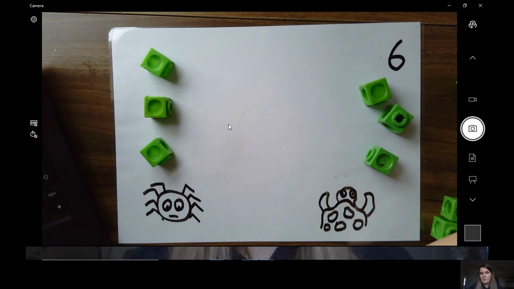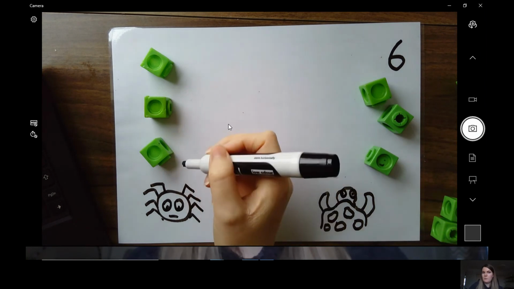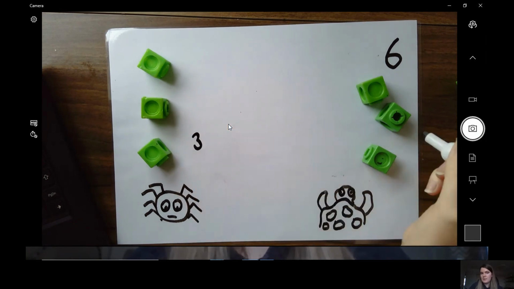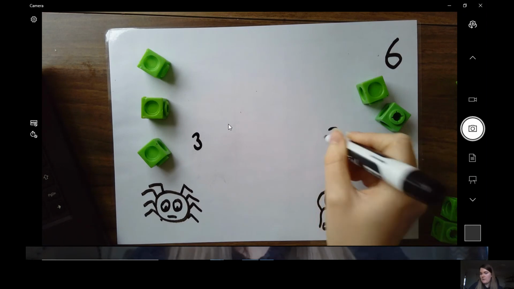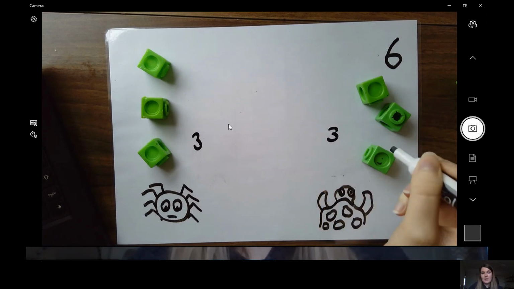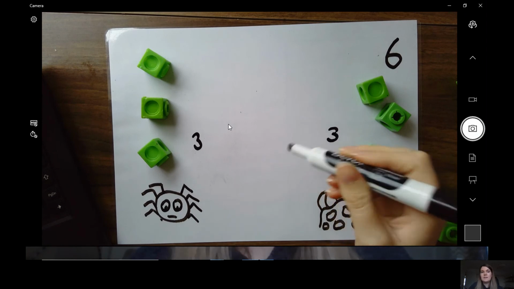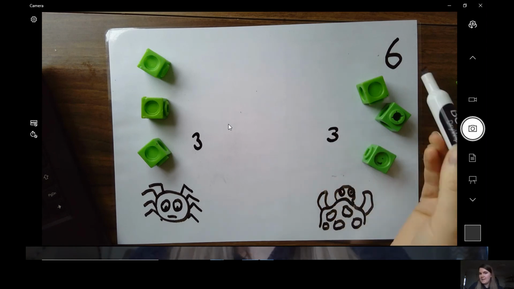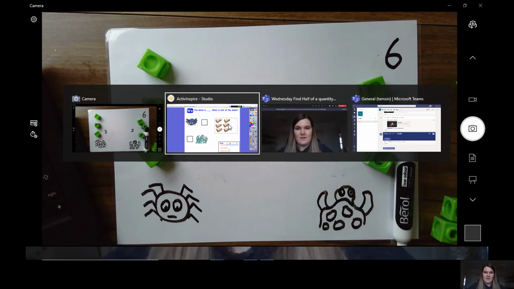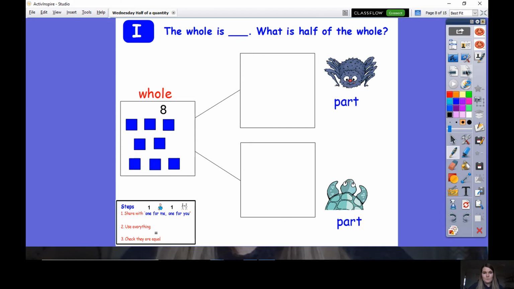Have I halved it equally now? Okay, count how many I've got. 3, well done. How many have I got this side? 3, fantastic. Is it halved equally? Well done. And how do we know it is? Because if we doubled 3, we'd get 6. Well done. Fantastic work, everyone.